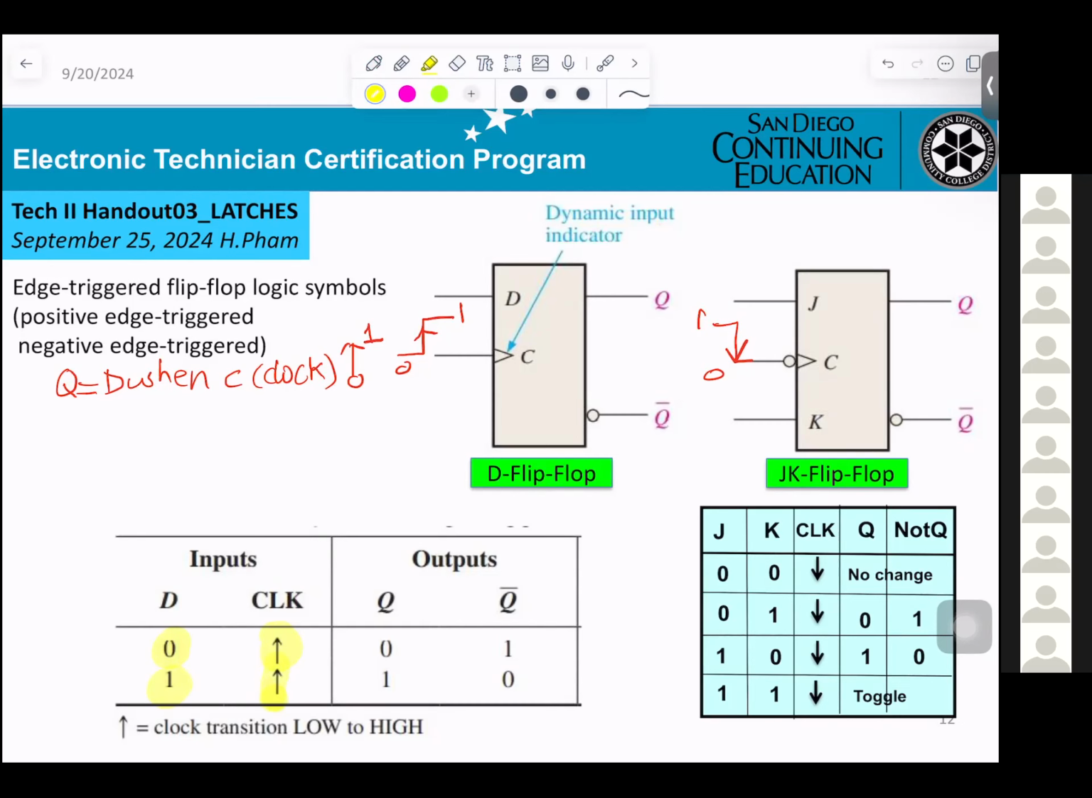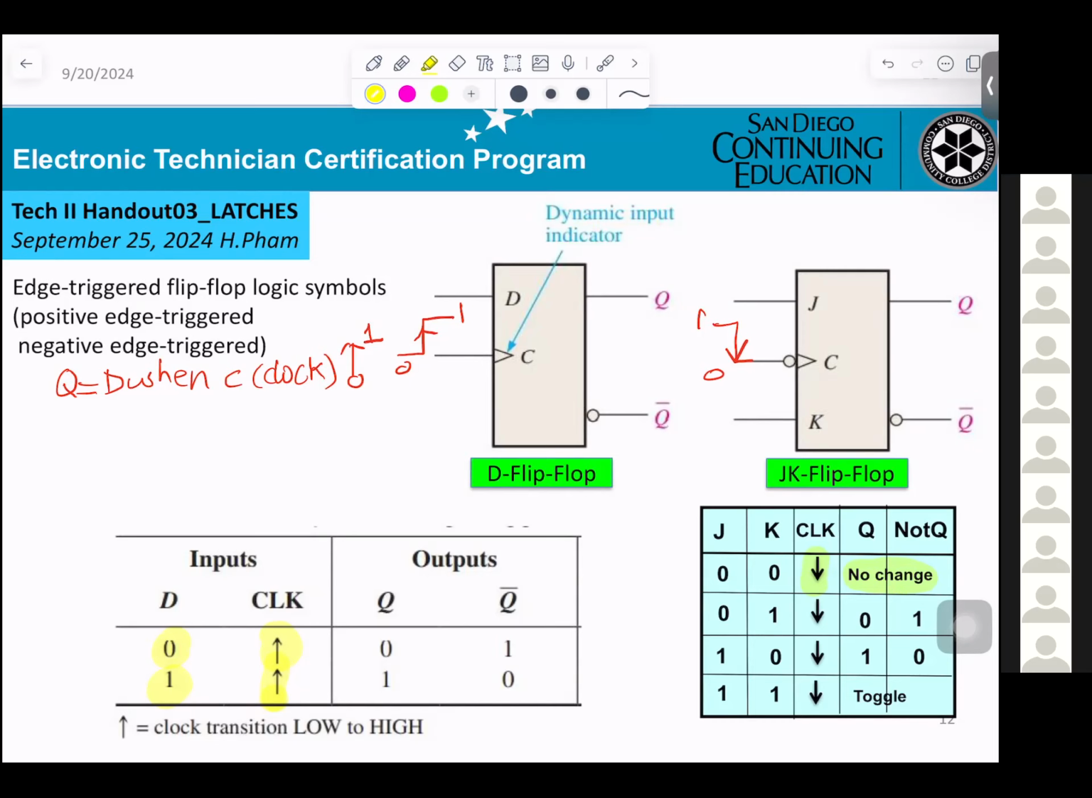And another one, JK flip-flop. J 0, K 0. When the clock goes high to 0, output no change. Now you know what that means, no change. It was 0, then now it's 0. It was 1, and now it's 1.